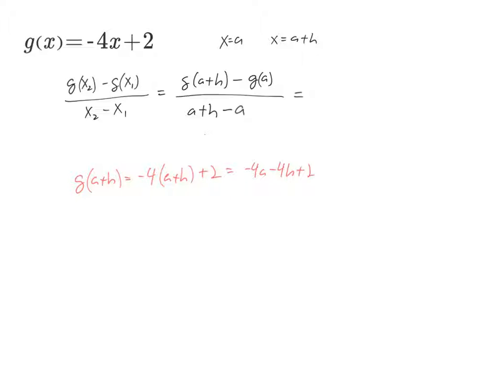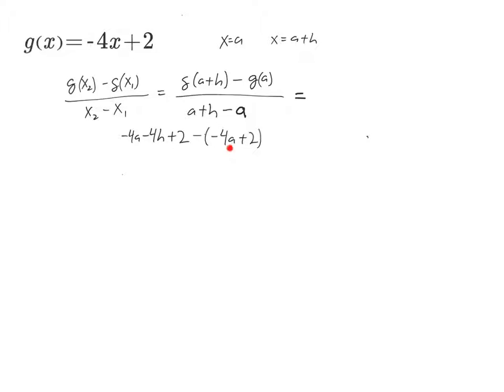So I can replace this right here with negative 4a minus 4h plus 2. And then this is going to be minus g of a, which means a plugged into here. So that's just going to be negative 4a plus 2. Now, if you notice, I put parentheses here because it's minus this whole entire thing with a put into there. Then we're going to divide that by a plus h minus a.